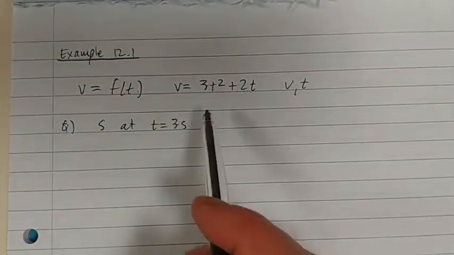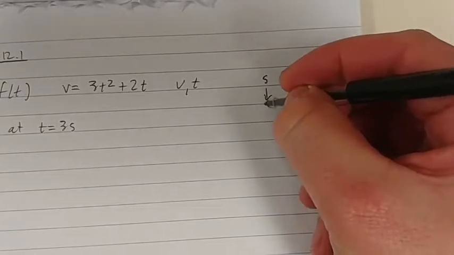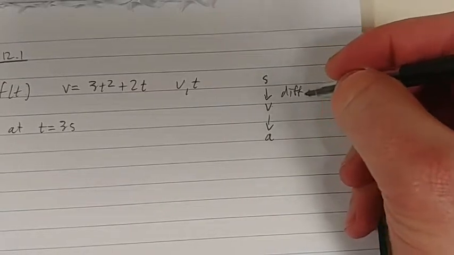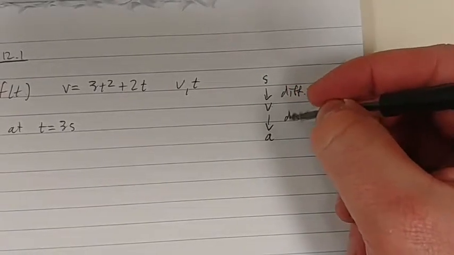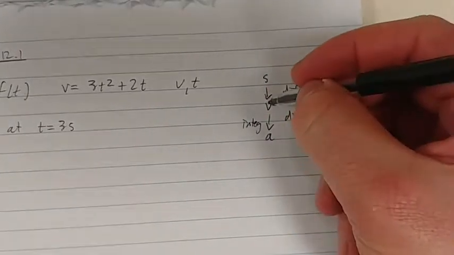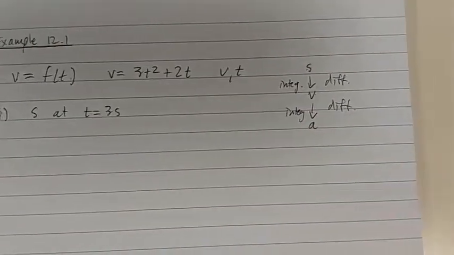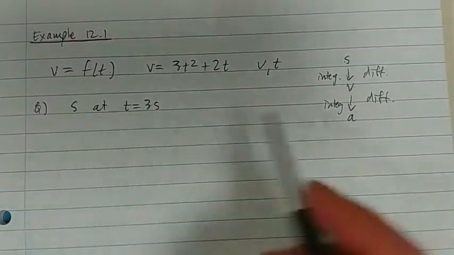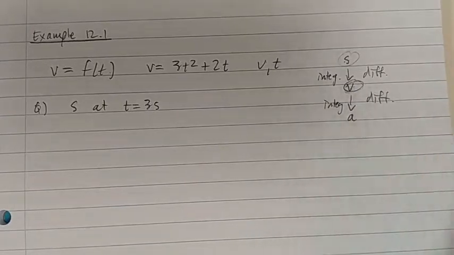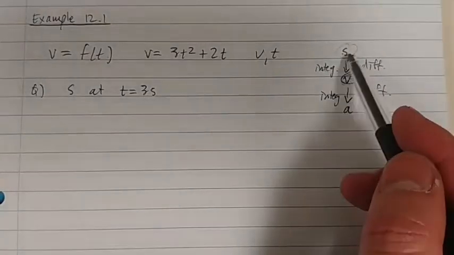Well, remember that if we've got position to velocity to acceleration, going from position to velocity we differentiate. From velocity to acceleration, we differentiate. From acceleration to velocity, we integrate. From velocity to position, we integrate. So what does that mean? We want position, but we have velocity, so we're going to have to integrate our velocity. That is the conceptual idea.